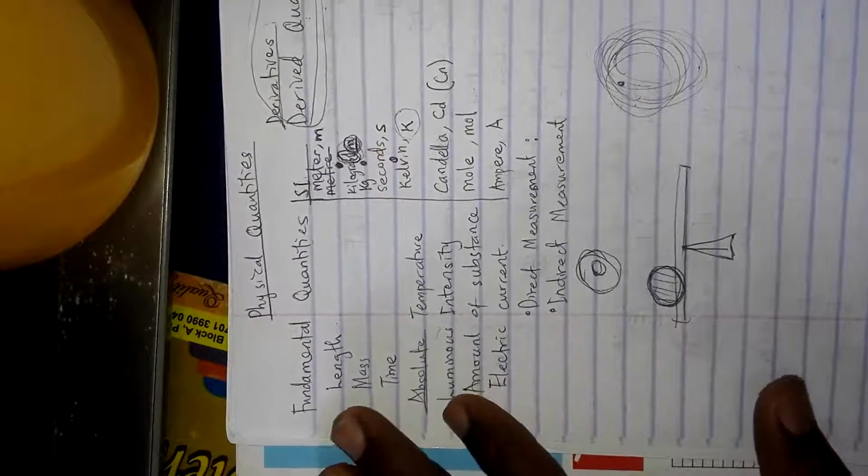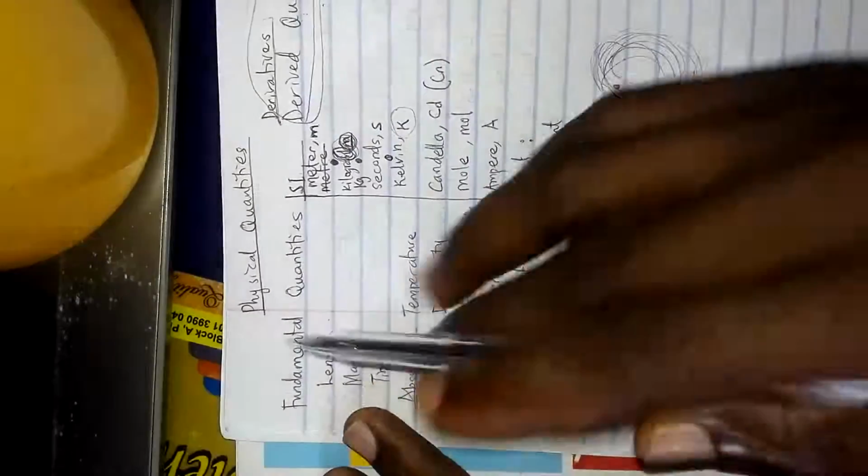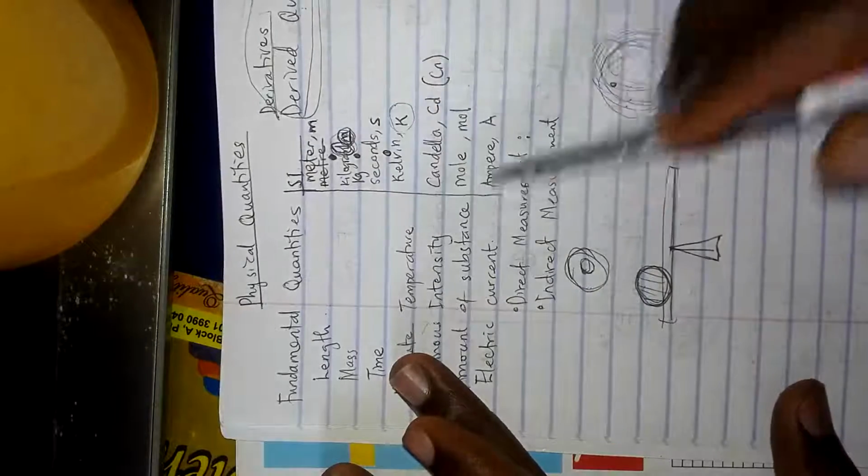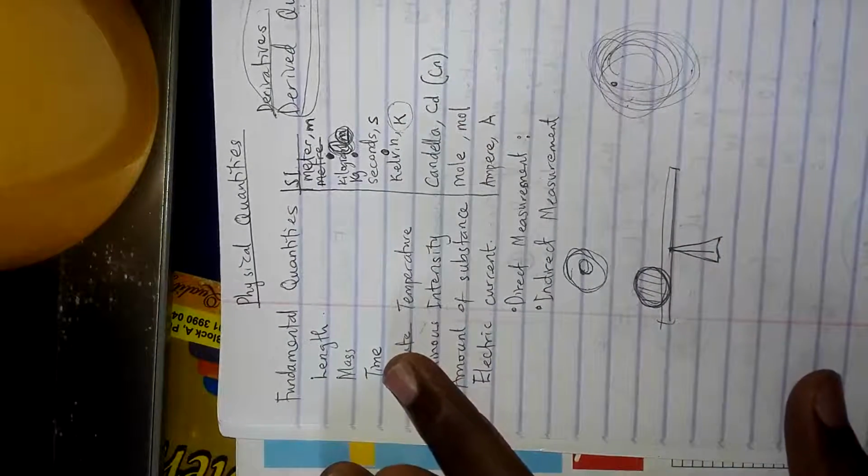So anything that is not part of these units, that does not have a unit equivalent to any one of them, is a derived quantity.